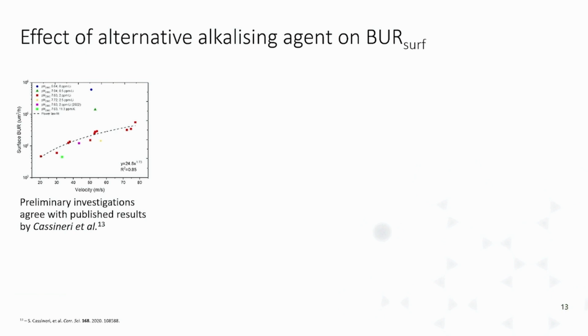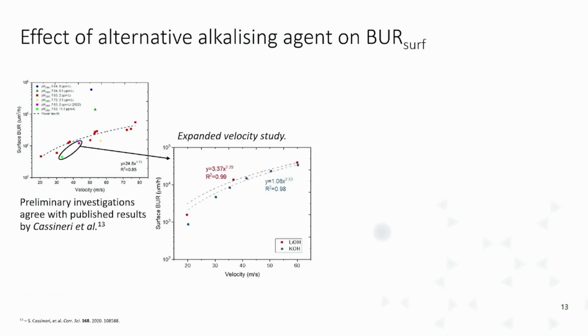When I initially started moving on to testing potassium, I wanted to make sure that my tests in lithium were equivalent, which they were, which is this pink square here, and also some preliminary tests in potassium. I did this green one here before we moved the flow loop over at the very start of my PhD, and I was happy with the repeatability of these results with previous work. So then I expanded this velocity study and tested more velocities.